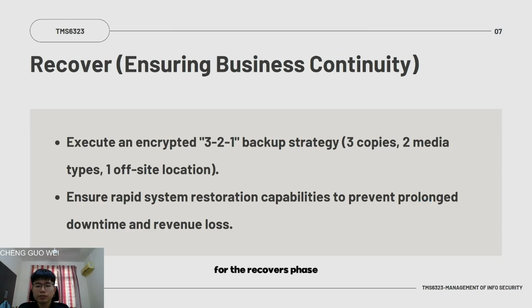For the recover phase, downtime in retail equals lost revenue. We will implement an encrypted 3-2-1 backup strategy, which is keeping 3 copies of data across 2 different media with one stored securely offsite. This ensures the business can rapidly restore operations and survive events like ransomware attacks. That's all from me. I will now pass the floor to my next teammate.